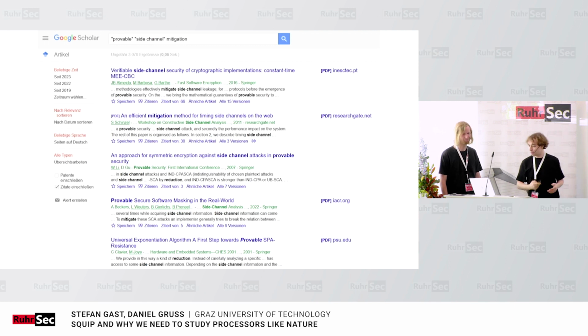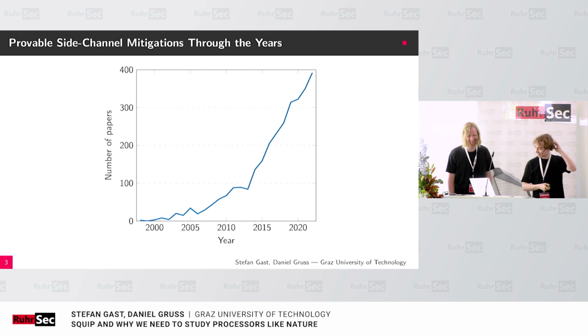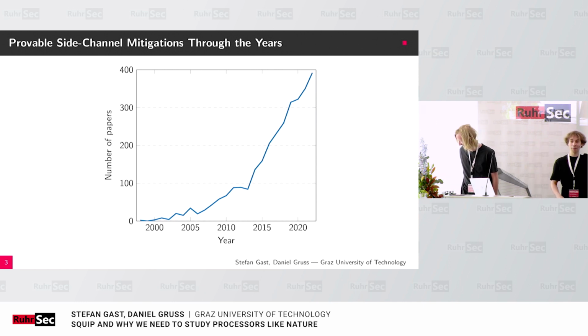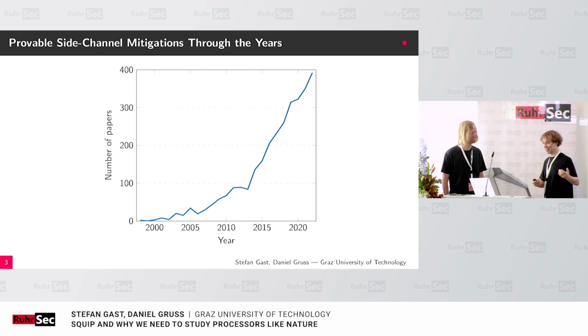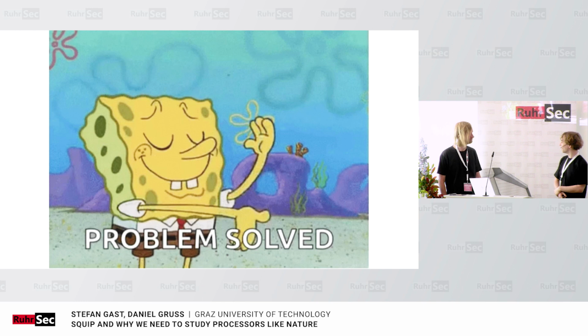And then if you plot this over the years, it looks like this. And this was actually nice. This was generated with ChatGPT, but with actual data. We get more and more side channel mitigations, provable side channel mitigations, basically. Problem solved, right? Not really. Not really, no.